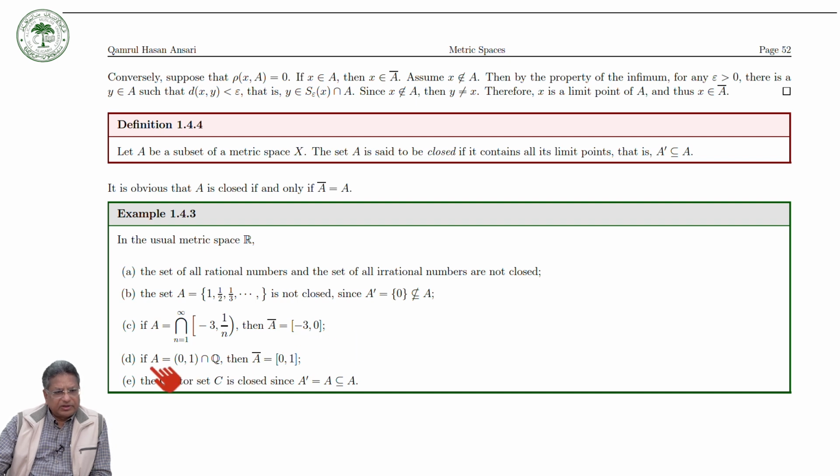Similarly, we can say that if A is the set of all rational numbers in the open interval 0, 1, then the closure of A is the closed interval 0, 1. The Cantor set C is closed, as the derived set is a subset of C.